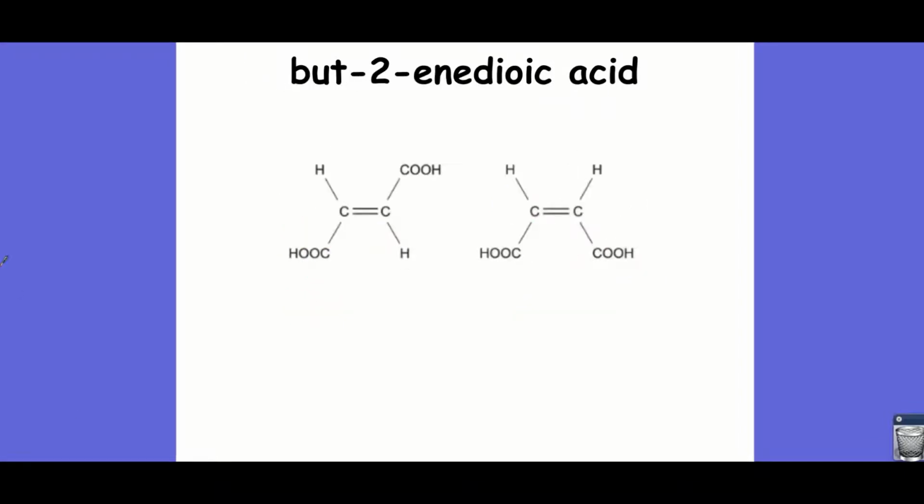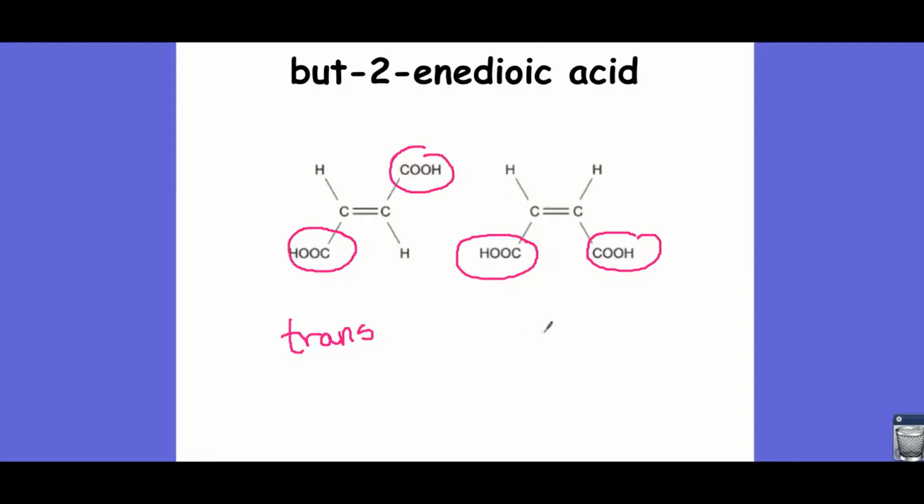Our next example, we have a carbon-to-carbon double bond this time. And there we have a carboxyl group. They're on opposite sides of this molecule. So that will be trans. And they're on the same side of this molecule. So this will be the cis isomer.